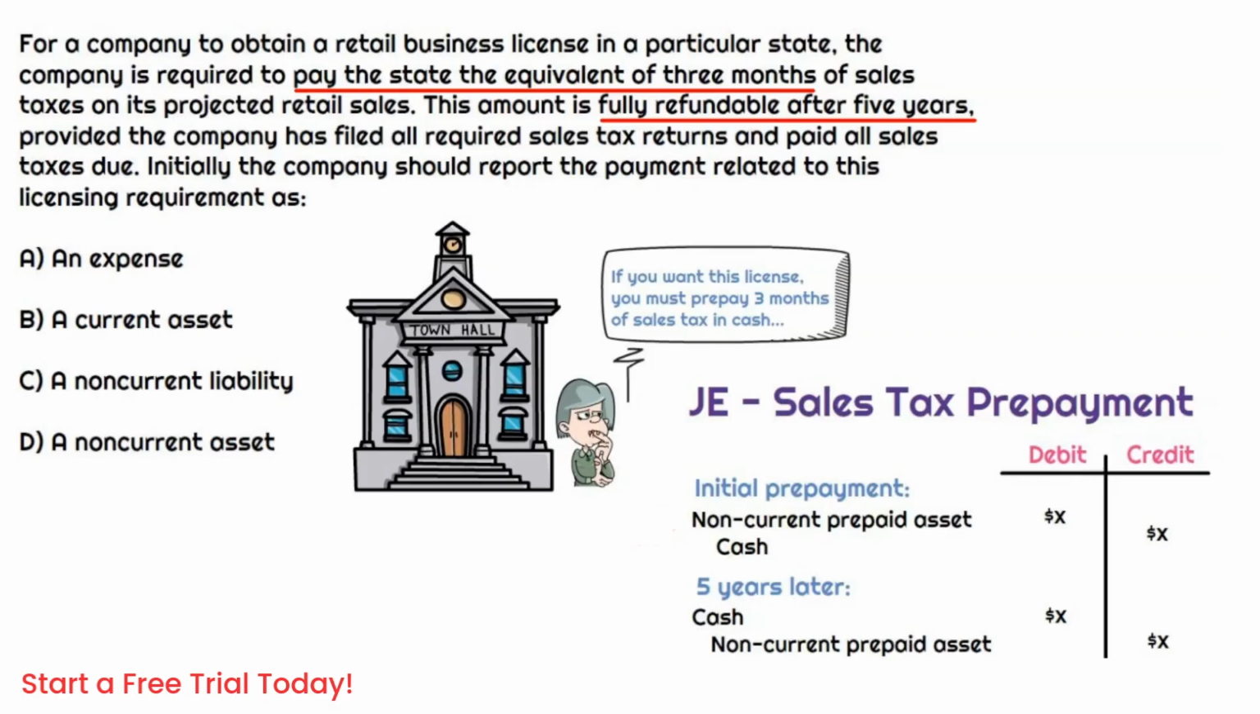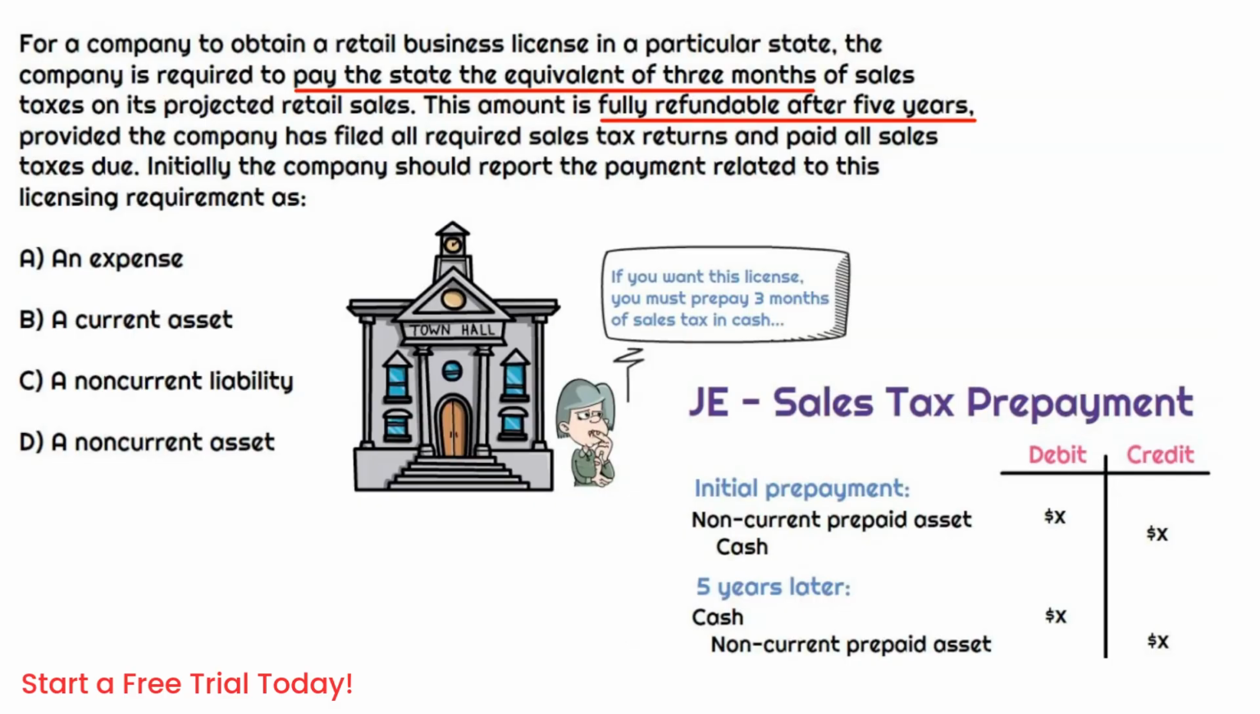Now, normally we think about a prepaid expense as a current asset, but we're not going to get this money back until 5 years later, assuming all goes well. So 5 years trips the 12-month rule. Since it's 5 years, it's going to be non-current. So we're going to have a non-current prepaid asset.